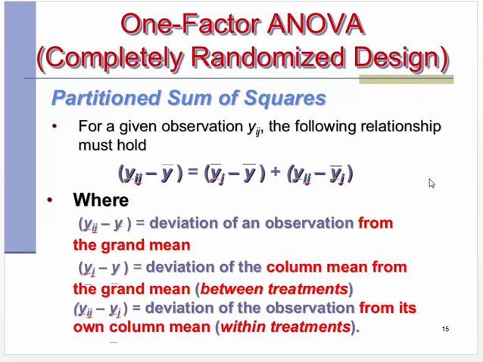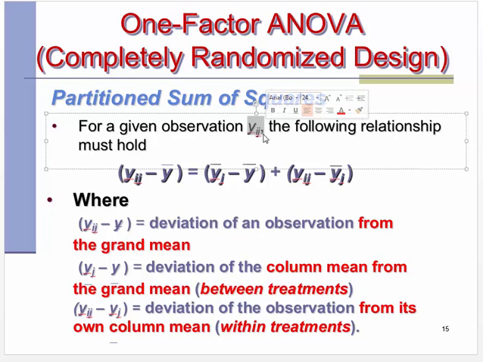How do we actually do the one-factor ANOVA? We do this by partitioning the sum of squares. For a given observation, in each observation yij, that's the ith row in the jth column, excuse me, the following relationship must hold true.